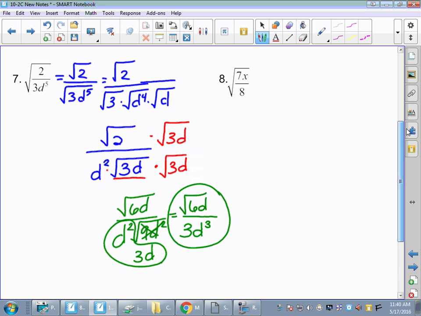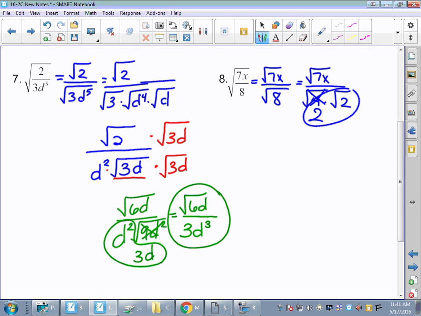All right, let's go up to the top here. Square root of 7x over 8. First thing, we're going to get rid of the fraction. Square root of 7x over the square root of 8. The square root of 8, I know, has a perfect square living inside it. So I'm going to rewrite that as the square root of 7x over the square root of 4 times the square root of 2. I just broke up 8 into a perfect and a non-perfect. The square root of 4 becomes 2, so I have 2 root 2 in the denominator. So right now, square root of 7x over 2 root 2.